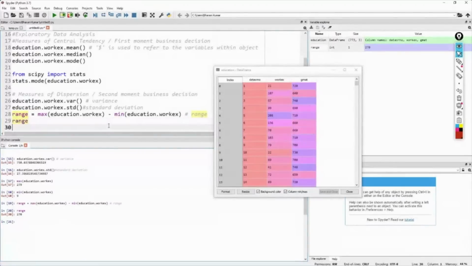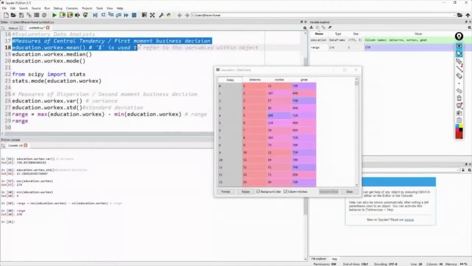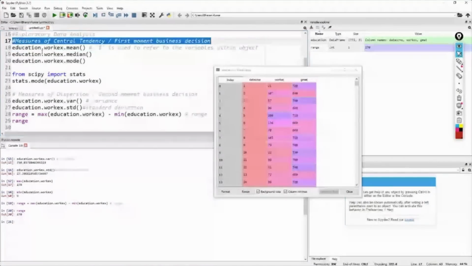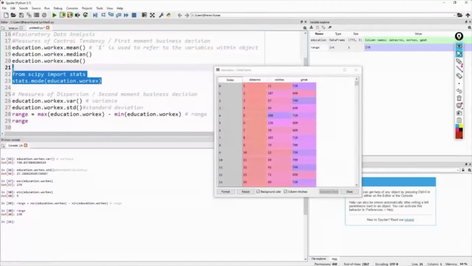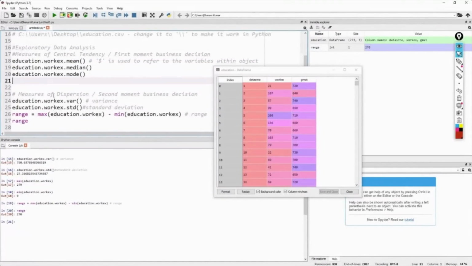Wonderful. We understood measures of central tendency or first moment business decision. We calculated mean, median, mode. There is another way of calculating mode, not needed. And then we have also discussed measures of dispersion, second moment business decision. And then we calculated variance, standard deviation, and range.